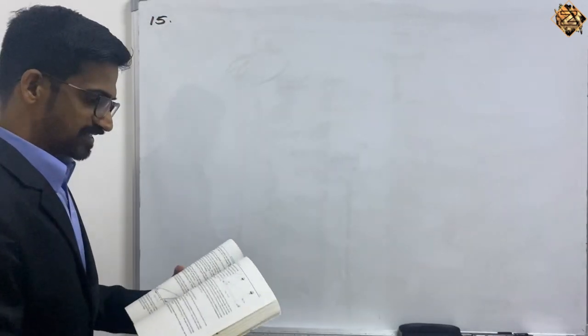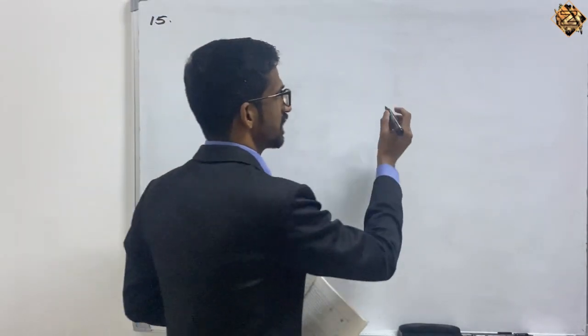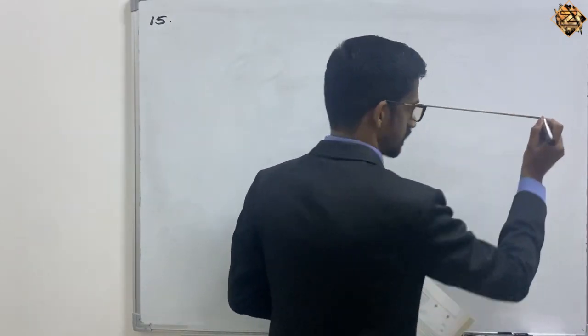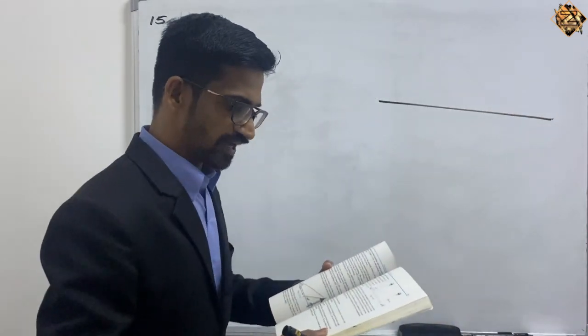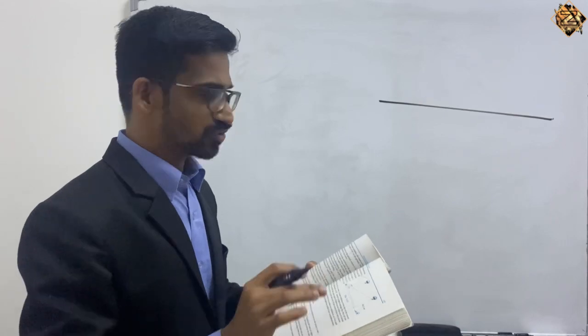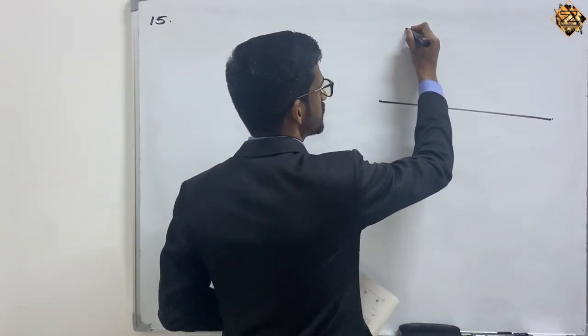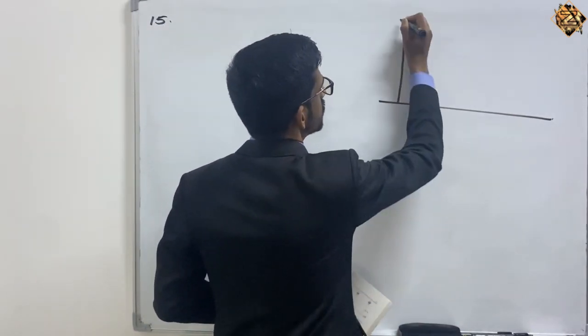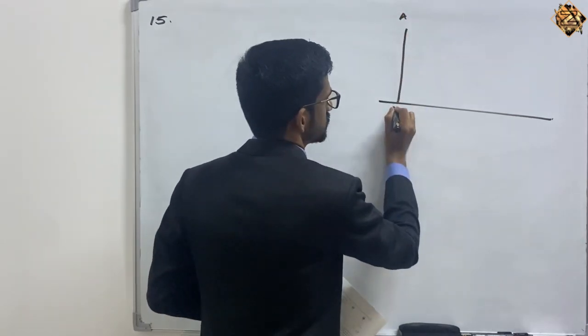Question number 15. Please look at your textbook, students. It's given that a straight highway leads to the foot of a tower. So first we'll draw a tower. Let AB be the tower.